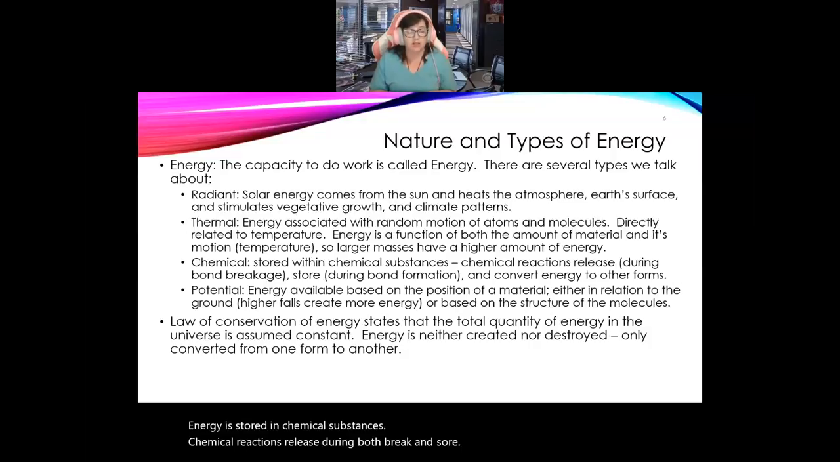Okay. We also talk about potential energy. So that's energy available based on the position of a material. We typically think about this as looking at the potential energy of something that's high up that can fall. All right, so that's a physics thing, but it has to do with potential energy that's available based on where something is located. Okay.